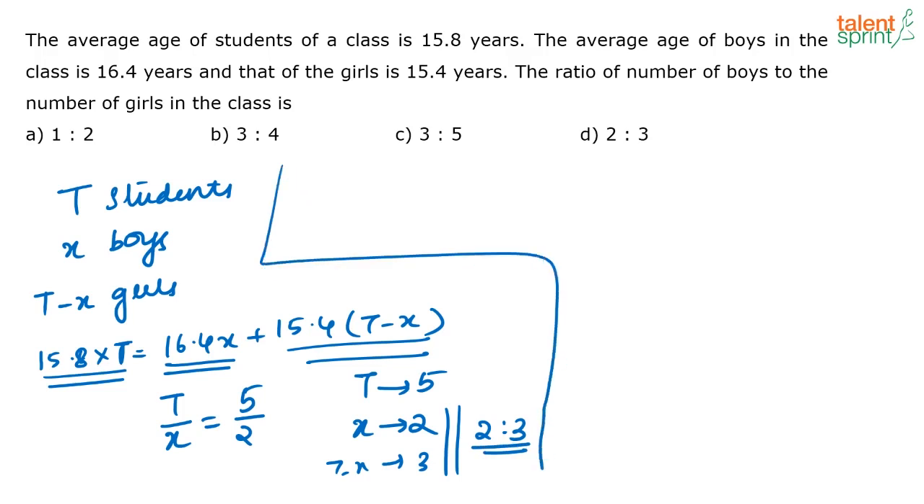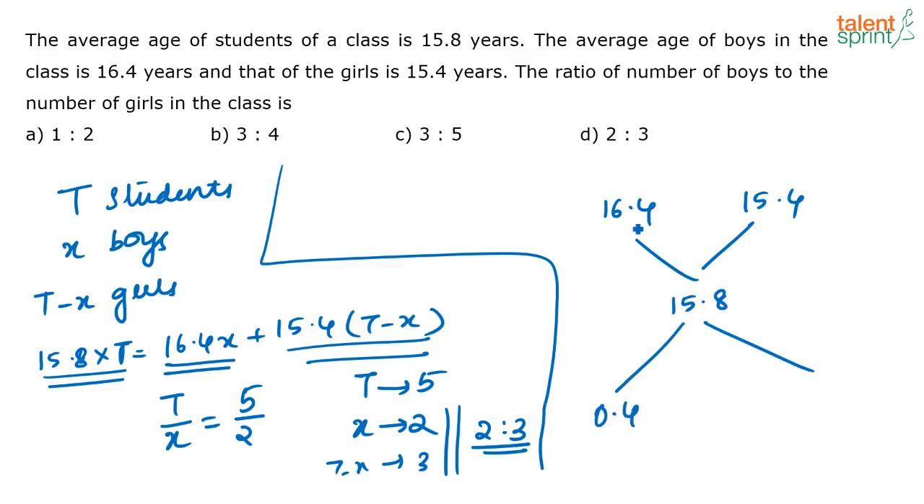Now, if you know the concept of allegation, you will get the answer for this question in less than 10 seconds. How do you do it using the concept of allegation? See, I have some number of boys. Their average I know is 16.4 and I have some number of girls, their average is 15.4. When I find out the net average of these two put together, I am getting the average of the class as 15.8. So using allegations, 15.8 minus 15.4, that is 0.4, 16.4 minus 15.8, that is equal to 0.6.